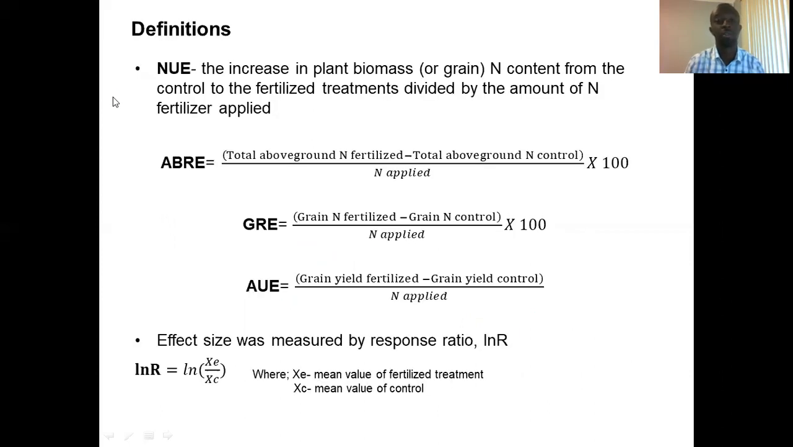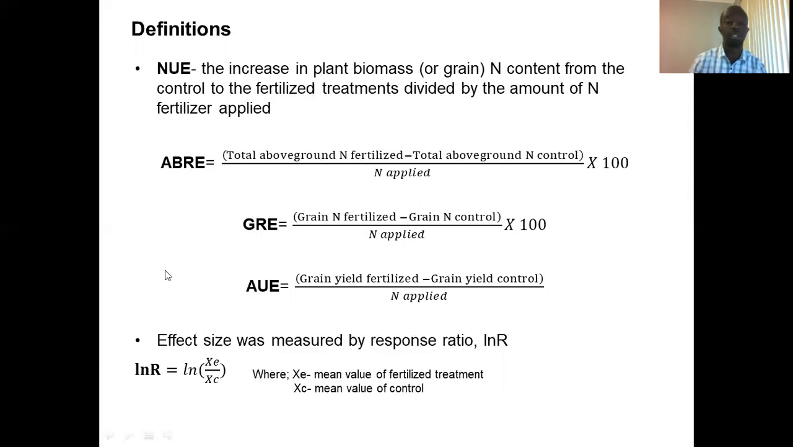There are different ways of defining nitrogen use efficiency, and how I defined it in this study was this: the increase in plant biomass or grain nitrogen content from the control to the fertilized treatments divided by the amount of nitrogen fertilizer applied. And then we had these three components which represent nitrogen use efficiency that I used: aboveground recovery efficiency, grain nitrogen recovery efficiency, and agronomic use efficiency.